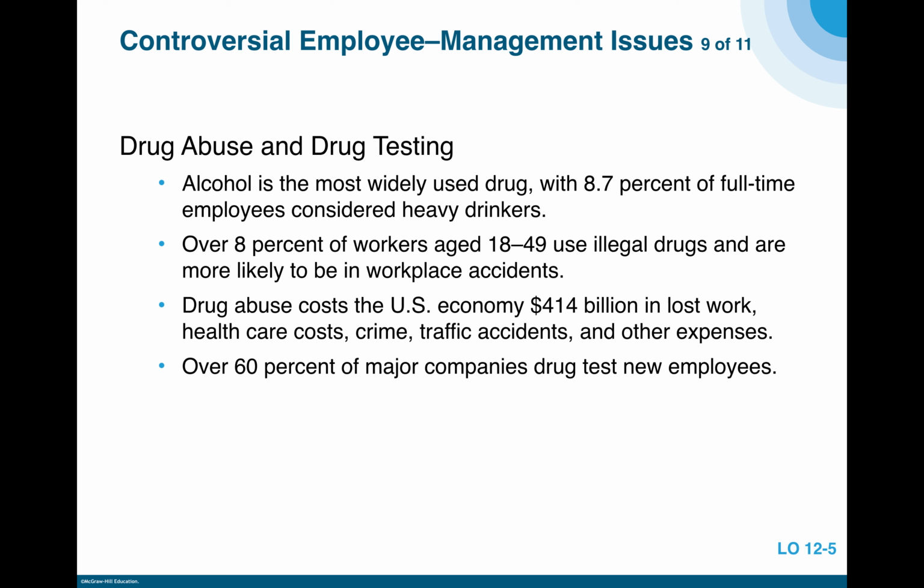So we got drug abuse and drug testing. I think I talked about this in the last chapter about how every job I've ever had, I've had to get drug testing at some point. So alcohol is the most widely used drug, with 8.7% of full-time employees considered heavy drinkers. Over 8% of workers aged 18 to 49 use illegal drugs and are more likely to be in workplace accidents. Drug abuse costs the economy 414 billion in lost work, healthcare costs, crime, traffic accidents, and other expenses. And then over 60% of major companies drug test new employees, kind of like what I was saying here.